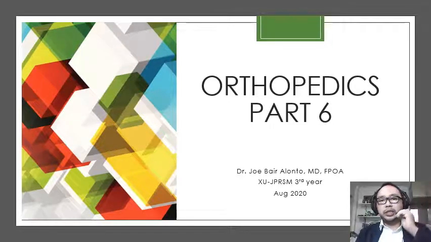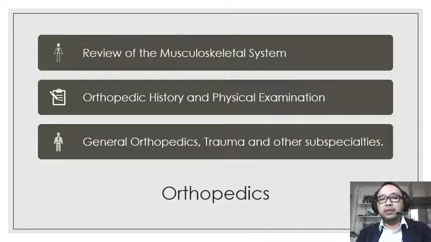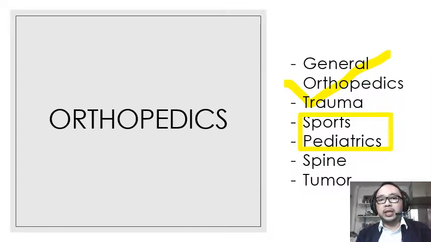This is part 6 of the Orthopedics module. We have discussed the review of the musculoskeletal system, orthopedic history, general orthopedics, and subspecialties. And in this lecture, we'll be discussing sports medicine and pediatrics.